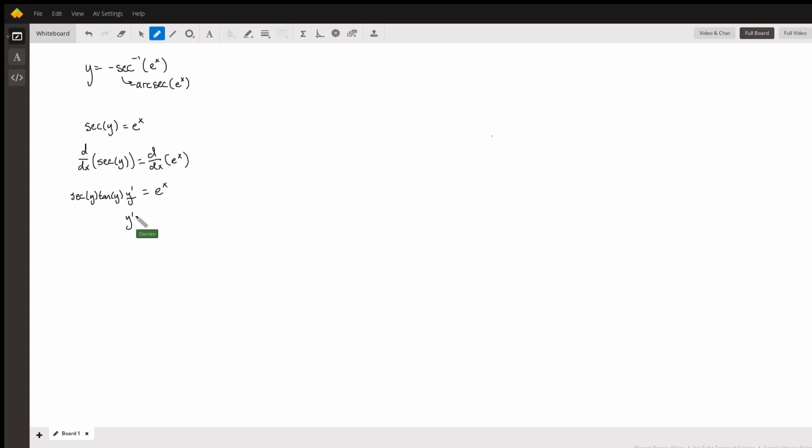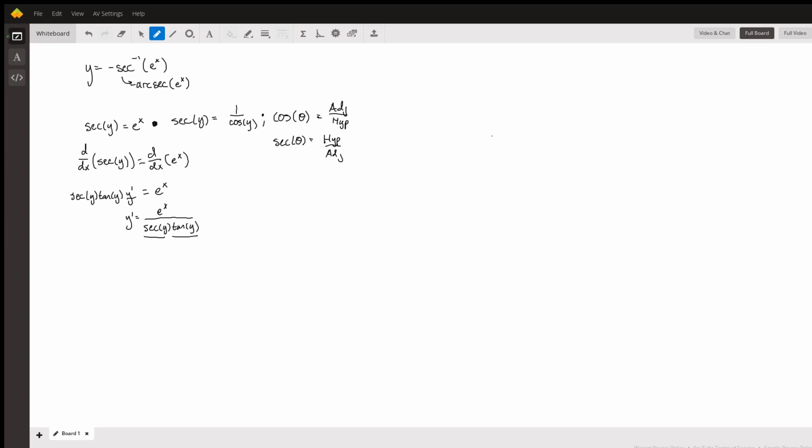So I'm going to look at y prime being equal to e to the x over secant of y tangent of y. Now what we want to do is get these trig functions in terms of y, in terms of x. So to do that, let's look back up here at our original equation. I know that secant of y is equal to 1 over cosine of y. Now in general, the cosine of some angle theta is equal to the adjacent over the hypotenuse. That means that the secant of some angle theta is the hypotenuse over the adjacent.